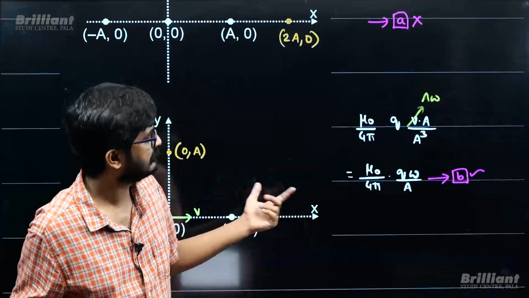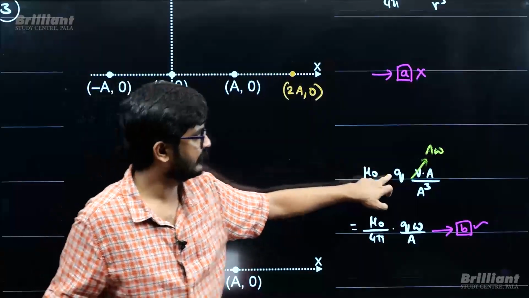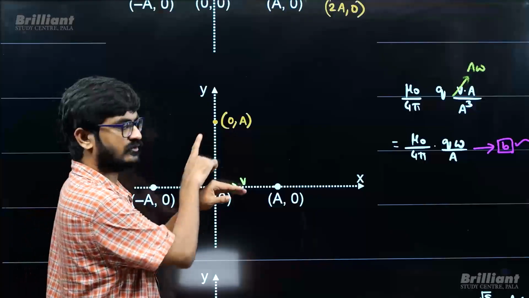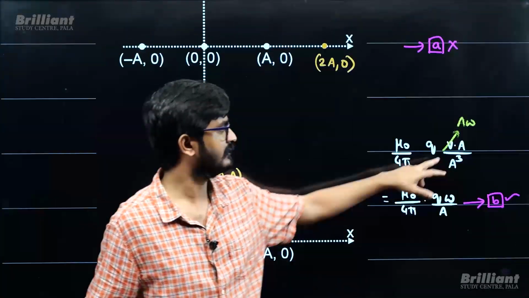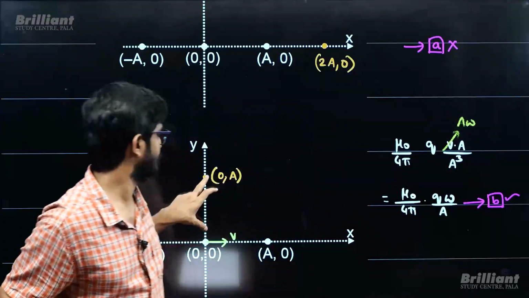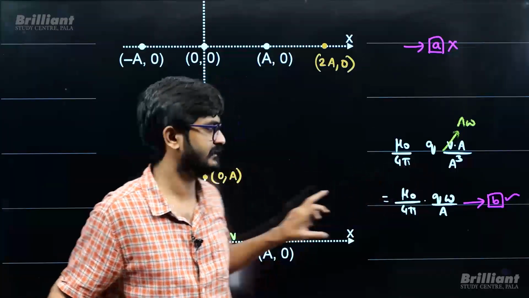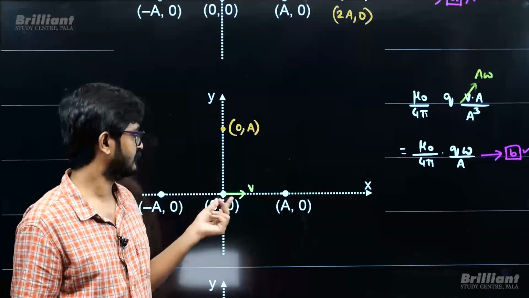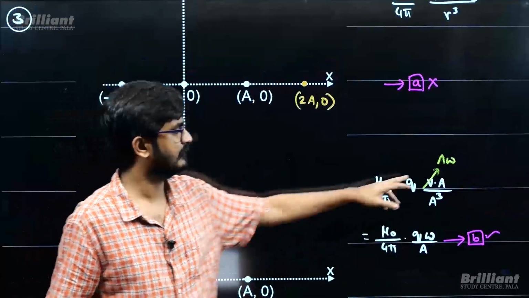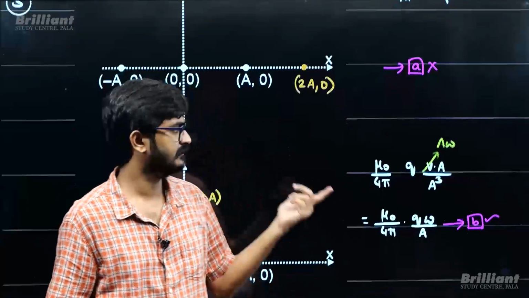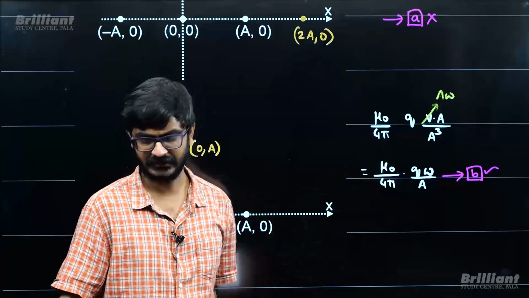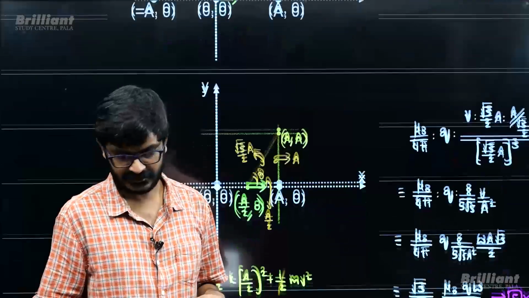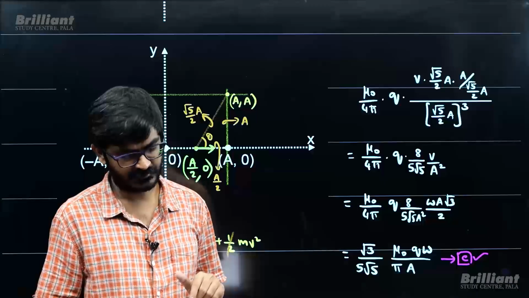So mu naught by 4 pi into Q into V bar cross R bar by R cube. Now these two are perpendicular. So V bar cross R bar will be V into R, where R is this distance which is A, by R cube, the distance is A cube. Now it is performing SHM. So maximum velocity will be A into omega. Amplitude is A, right? So from there you will be getting option B as correct. Magnetic field at A comma A at the moment it passes through A by 2 comma 0.